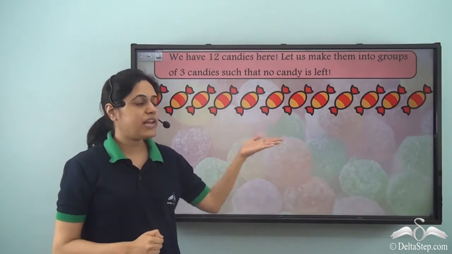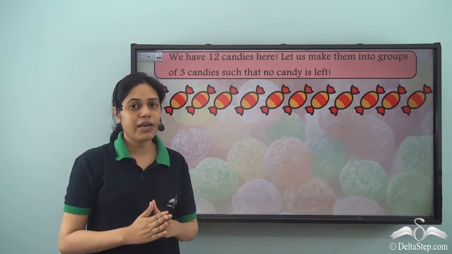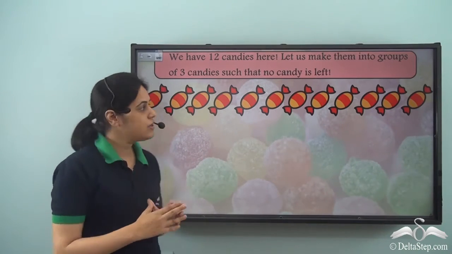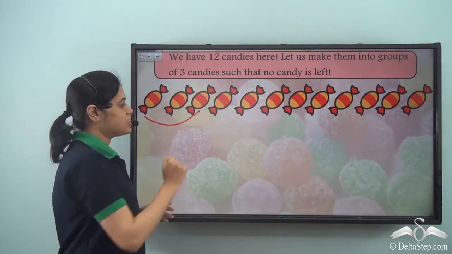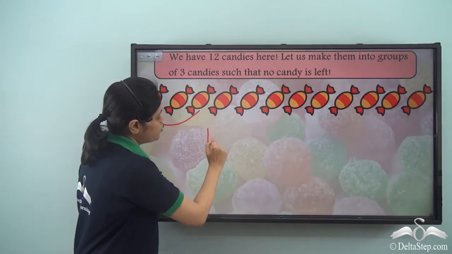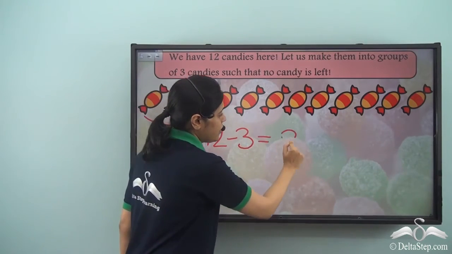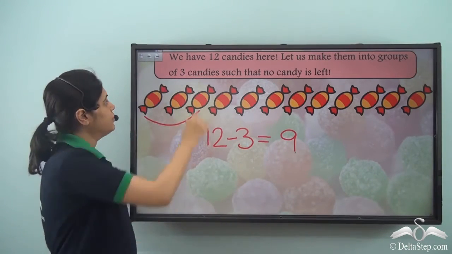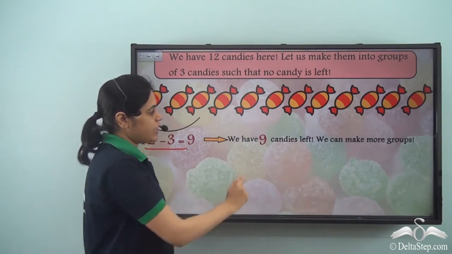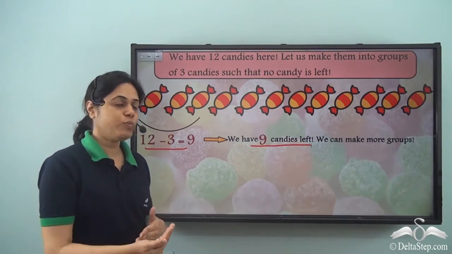Now we have 12 candies here, and this time we will not make groups of 2 but will make groups of 3 candies. So first let me take these 3 candies and I make a group. So from 12 I take away or subtract 3 and I am left with 9. So 12 minus 3 gives me 9, but we have 9 candies still left. So we can make more groups.